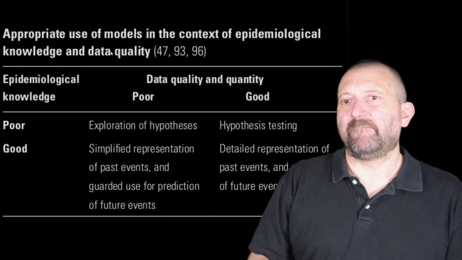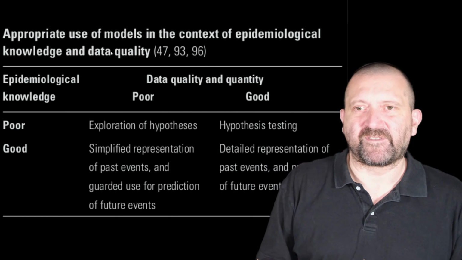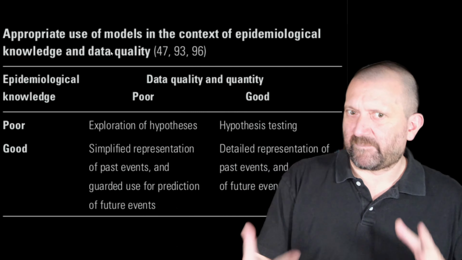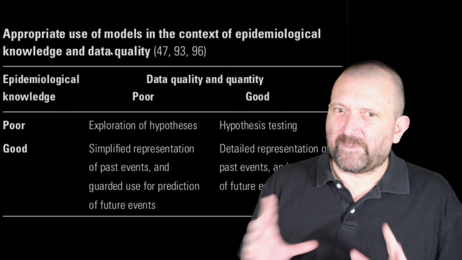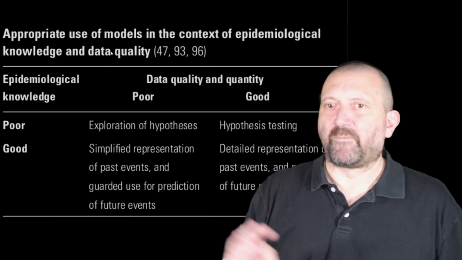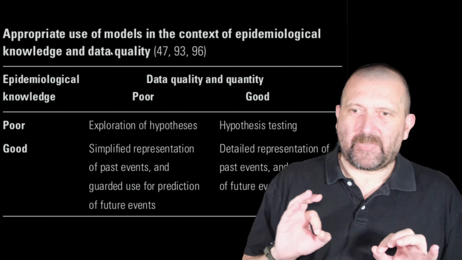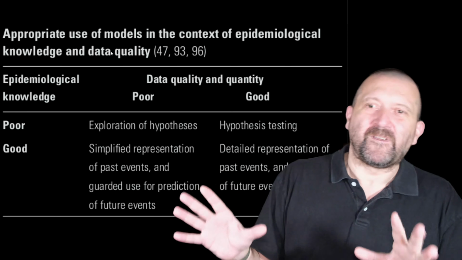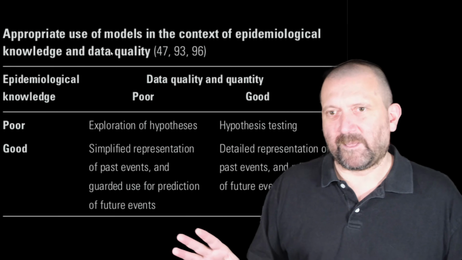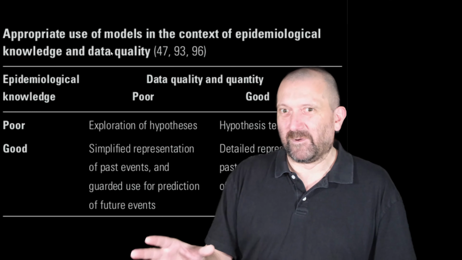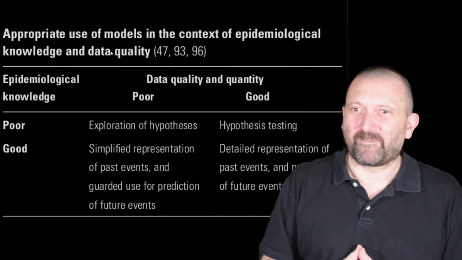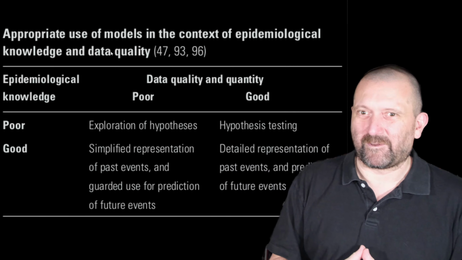then they recommend, and it's based on several other papers as well, that what you should be doing is a simplified representation of past events, and you should be careful about using models for predicting future events. And I think, agree with this or not, this is a good thing to bear in mind because we've seen a lot of modeling in the context of COVID in the human case. And indeed, keeping some of those principles in mind, I think would have helped in some instances.